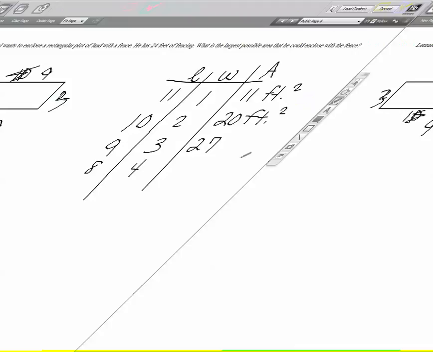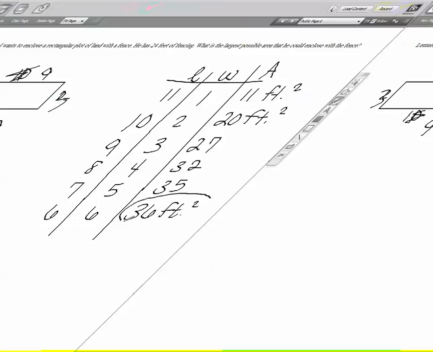What about 4 and 8? Because that can be another combination. 4 and 8 is 32. So that's larger still. How about 5 and 7, that's 35. And the last combination possible is 6 by 6, and that's actually a square. 6 by 6 is 36 feet squared, and out of all the combinations, that is the largest one. So he's going to have to make his rectangular plot actually a square plot and do 6 feet for the width and 6 feet for the length.